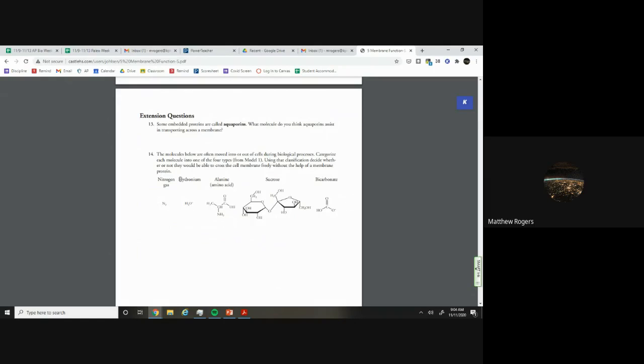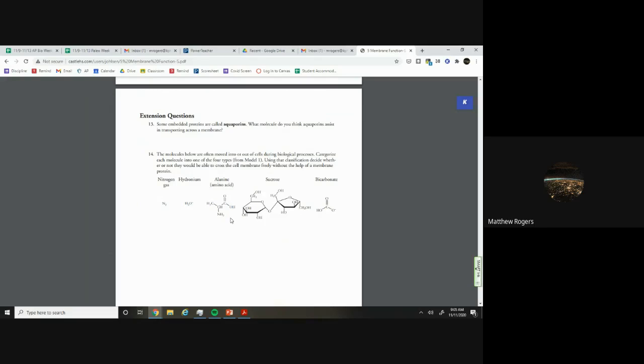So let's take a look at these guys. Nitrogen gas, N2, that's going to be a nonpolar small guy that goes in and out really easily. H3O is a charged particle. It's small, it's polar, it's going to struggle to get through.